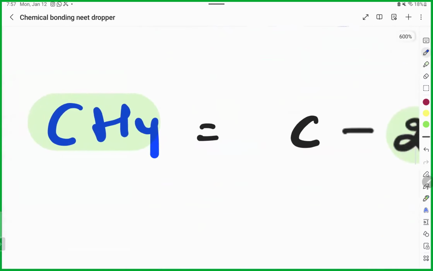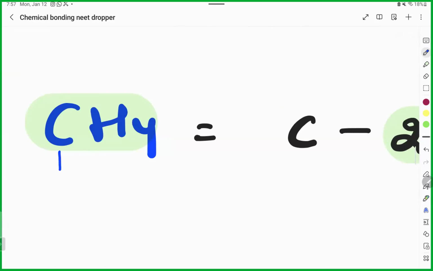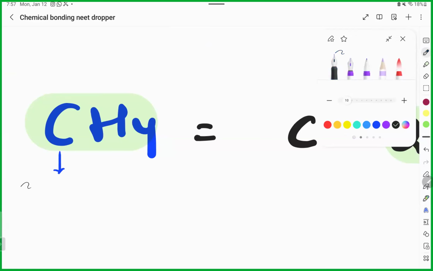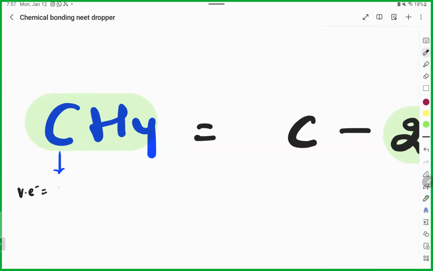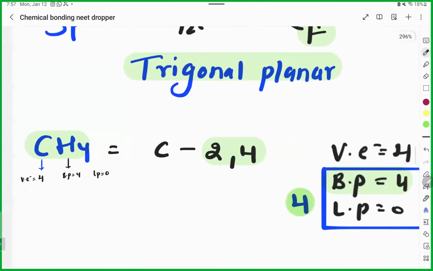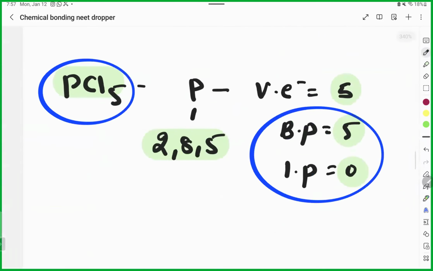In case of CH4, what is the valence electron? Yes, sir. 4. Valence electron 4. What is the number of bond pairs? 4. What will be lone pair? 4. I mean 0. Because 4 minus 4 means 0. Yeah. Done. You just need more practice.